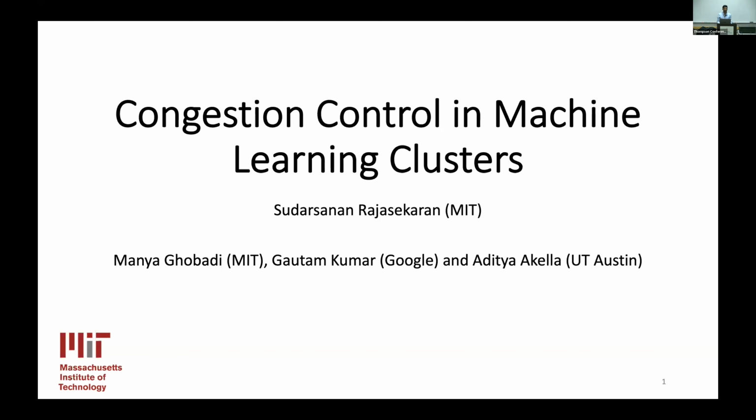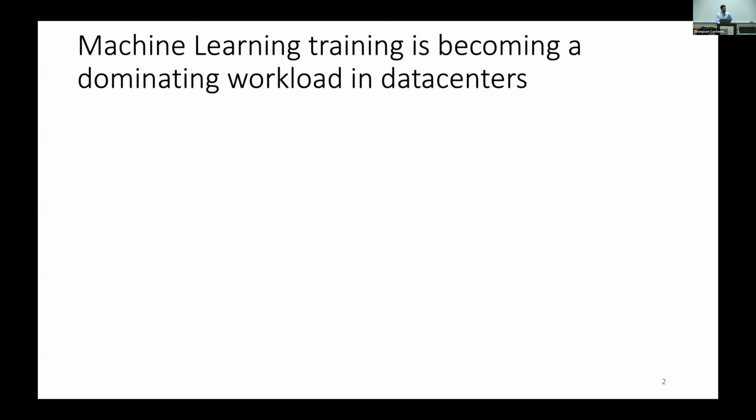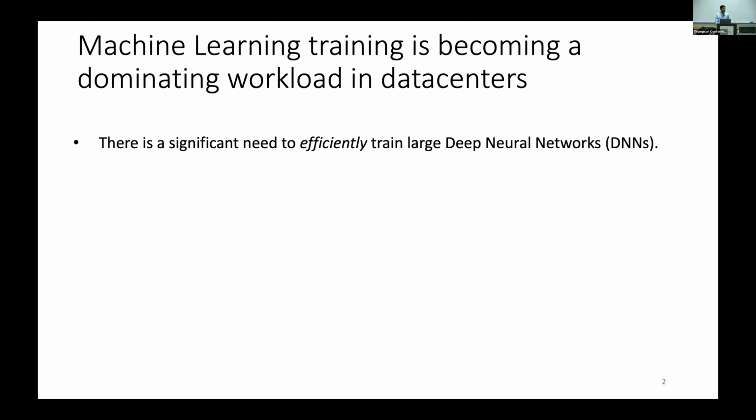Thank you so much for the introduction. Hi, everyone. I'm Sudarshan. This talk is about congestion control in machine learning clusters, and specifically, why TCP fairness is not necessarily beneficial in ML clusters. With the rise of machine learning in modern life, machine learning training is becoming a dominating workload in today's data centers. So there is a significant need to efficiently train large deep neural network models.